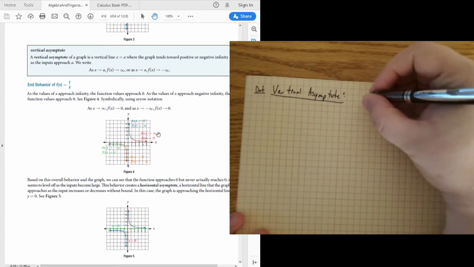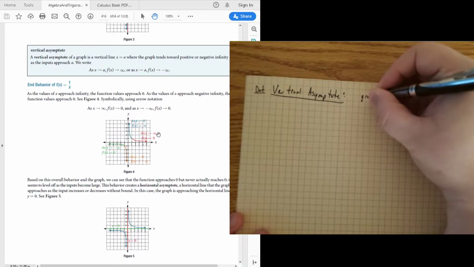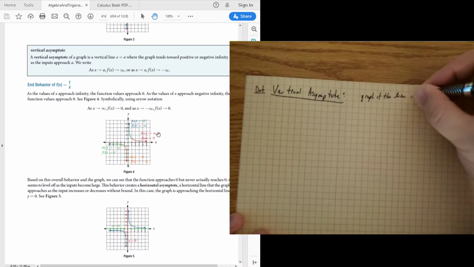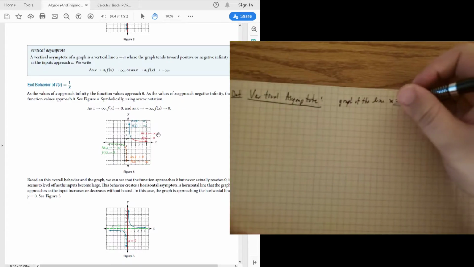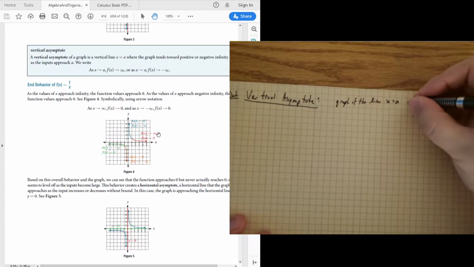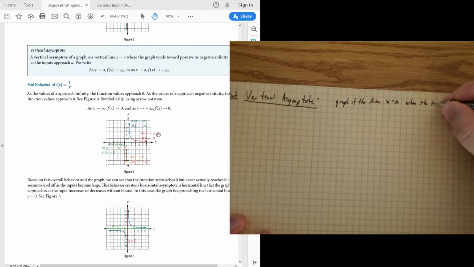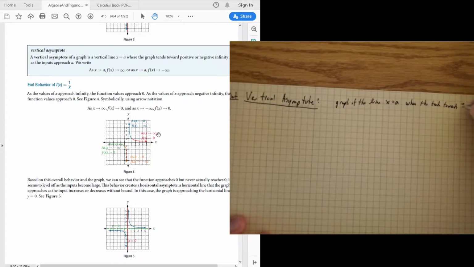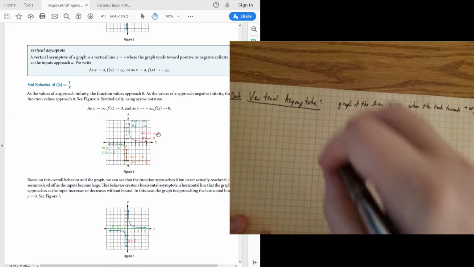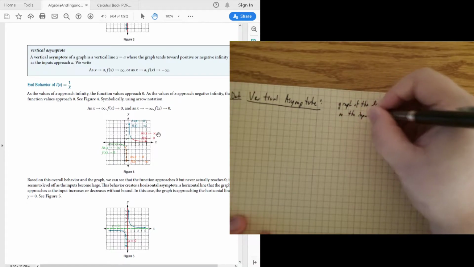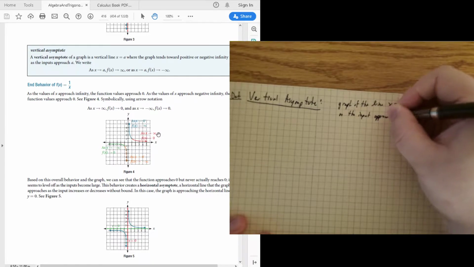The vertical asymptote is a graph of a line x equals a, where the graph tends towards positive infinity or negative infinity as the input approaches a.